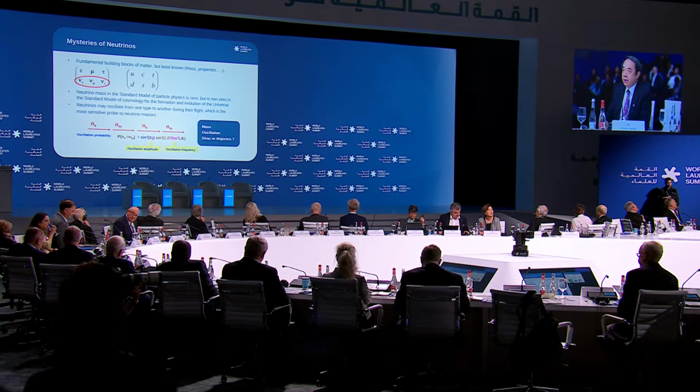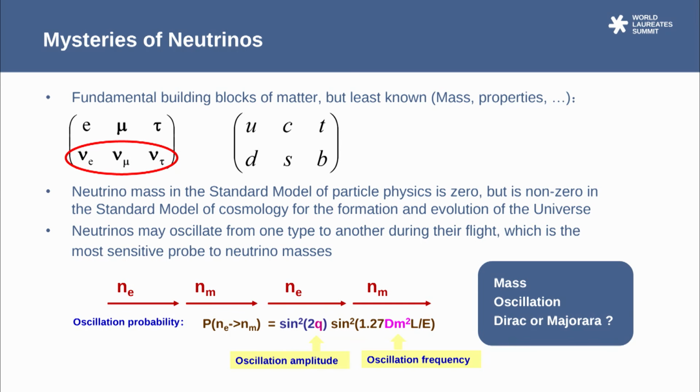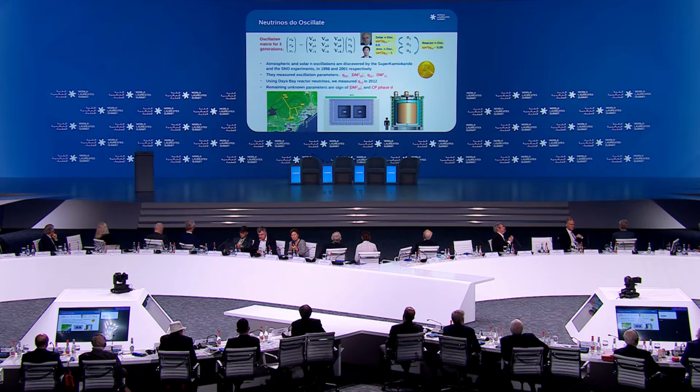And so there are several mysteries actually associated with these neutrinos. First, of course, we have to know the mass, and then we have to know the oscillation. And also, the third one is we have to know whether neutrinos are Dirac or Majorana, which means whether neutrinos and antineutrinos are the same particles or not. So indeed, neutrinos do oscillate.